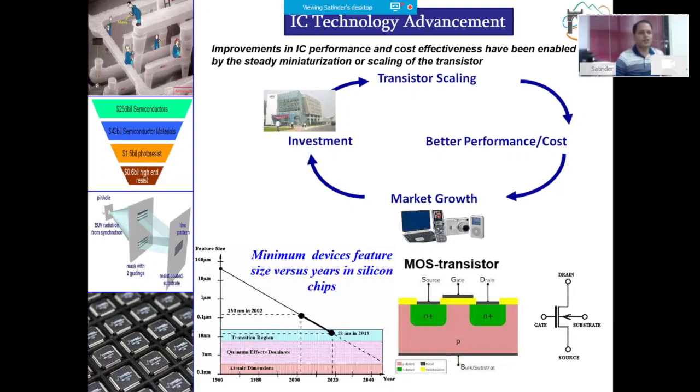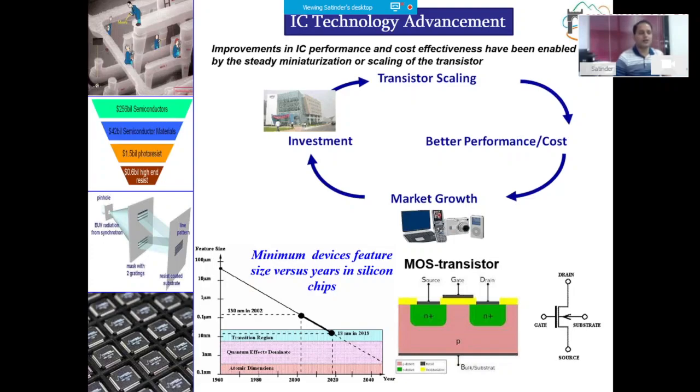IC technology advancement is basically related to the miniaturization of transistors. So you are much aware of that. Improvement of IC performance and cost effectiveness has been enabled by the steady miniaturization, the scaling of the transistor. So how was this advancement enabled in semiconductor technology? It is enabled due to the scaling of the transistor, because scaling of the transistor results in high performance as well as reduced cost, and that results in market growth.